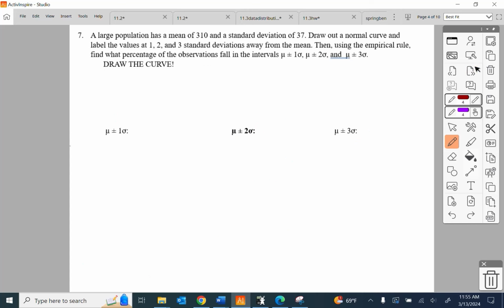All right, a large population has a mean of 310 and a standard deviation of 37. We have no idea what it's about. Who cares? Draw out a normal curve, label the values at 1, 2, and 3 standard deviations away from the mean. Then using the empirical rule, which is what we're doing, find what percentages of the observations fall in the intervals the mean plus or minus a standard deviation, the mean plus or minus 2 standard deviations, and the mean plus or minus 3. And again, I'm only doing the one in the middle. You guys do these. I'm not doing those two. Those are for you.